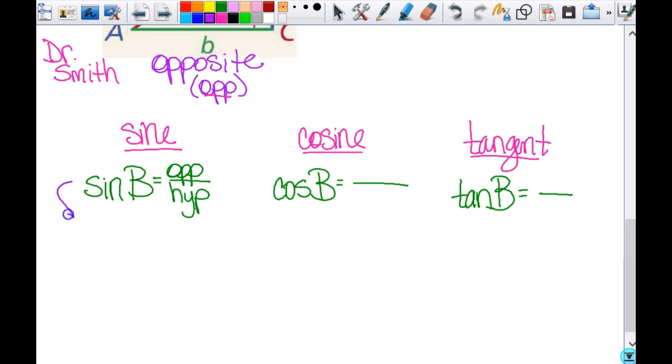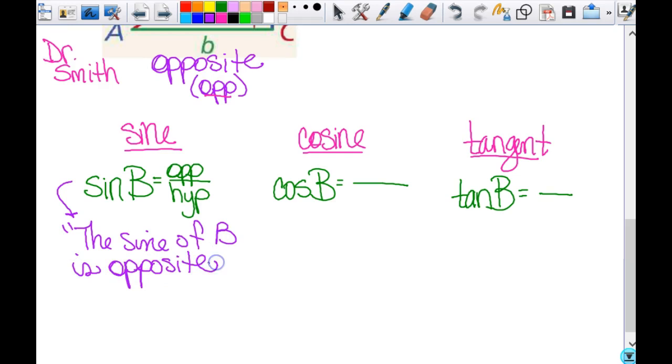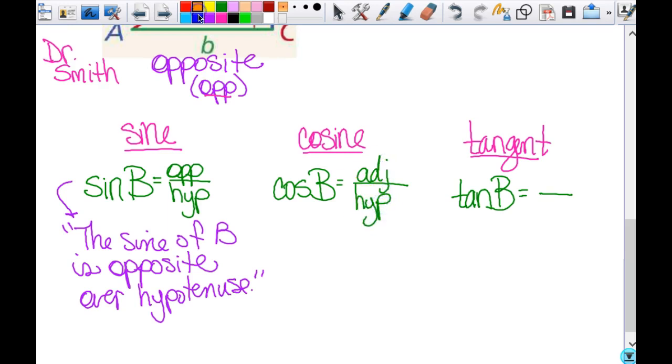And so the way that you say this, what comes out of your mouth here is the sine of B is opposite over hypotenuse. The sine of B is opposite over hypotenuse. It's not sin B equals op over hip. No, it means nothing. Then the cosine of B, that ratio is always the adjacent over the hypotenuse. And what comes immediately after sine, cosine, or tangent? That right there is always an angle.